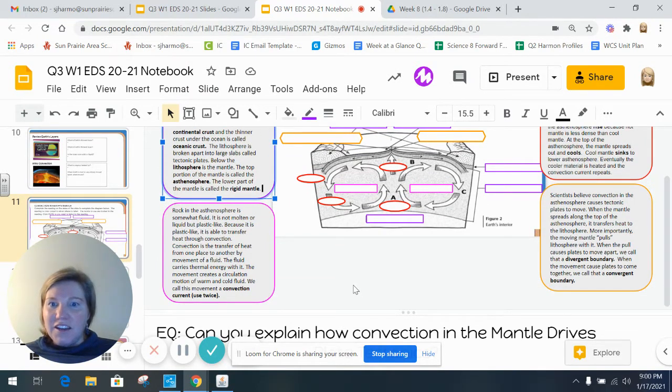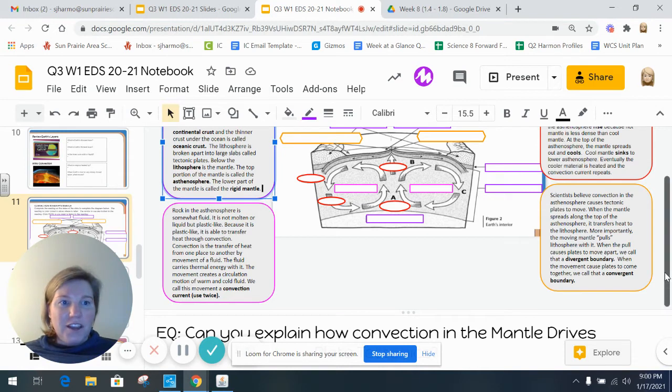Rock in the asthenosphere is somewhat fluid. It is not molten or liquid, but plastic-like. Because it is plastic-like, it is able to transfer heat through convection. Convection is the transfer of heat from one place to another by the movement of a fluid. The fluid carries thermal energy with it. The movement creates a circular motion of warm and cold fluid. We call this movement a convection current, and you can notice that term will be used twice.